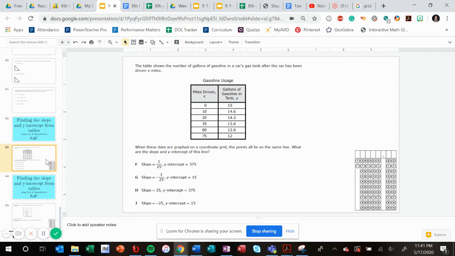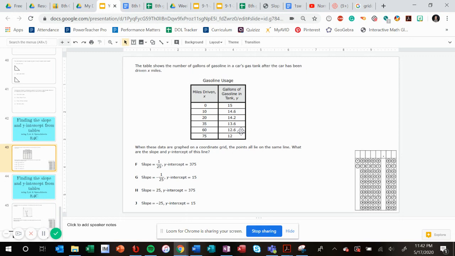It says the table shows the number of gallons of gasoline in a car's gas tank after the car has been driven for X miles. So we know that whenever we put gas in our car, obviously, the more we drive it, the less gas we have. So this is going to be some sort of negative number somewhere. And then we can see underneath the X, that's the miles driven. So at 0 miles, we have 15 gallons. At 10 miles, now we have 14.6. So we're losing some gas because we're driving more miles.